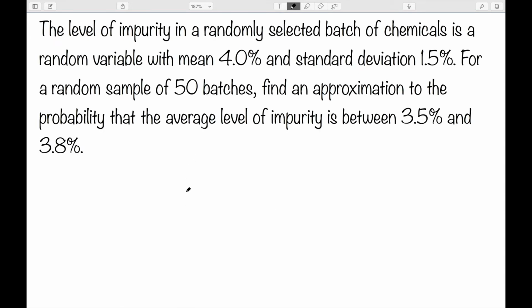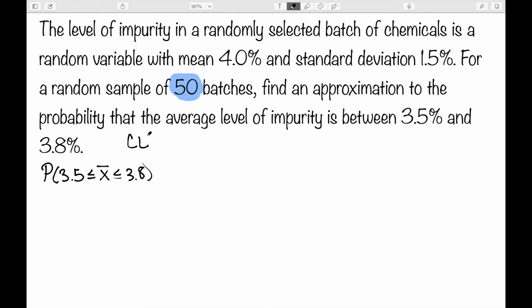Let's suppose the level of impurity in a randomly selected batch of chemicals is a random variable with mean 4.0% and standard deviation 1.5%. For a random sample of 50 batches, we want to find an approximation to the probability that the average level of impurity is between 3.5 and 3.8%. So we want the probability that x bar is between 3.5 and 3.8, and we know we're using x bar rather than x because I do have a sample size of 50.